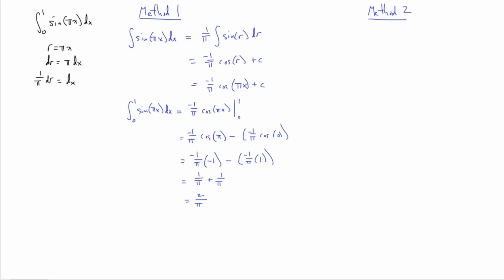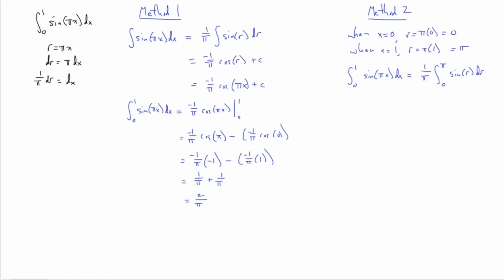Method 2 starts the same way with the same substitution. r equals pi times x. You still get 1 over pi dr is equal to dx. But now we have to turn the constants of integration 0 and 1 into values that make sense for the new variable r. And we find that when x is 0, r is also 0, and that when x is 1, r is equal to pi. And that lets us write the original definite integral in terms of a new definite integral.